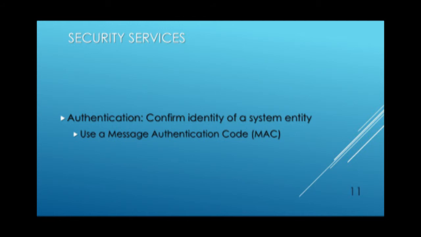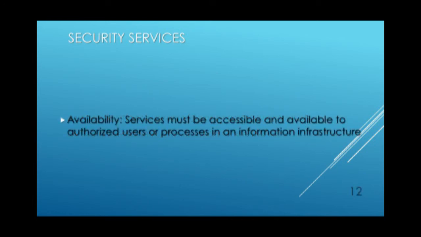Authentication. That is for us to confirm the identity of a system entity, and we use a message authentication code in order to do this authentication. That's one form of it. This would be used, for example, when routers talk to one another. Of course, they're just entities, but wouldn't we want to be sure that we're talking to an authentic router in our system? And availability.